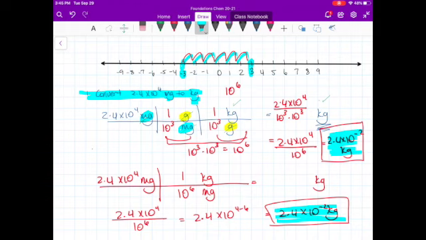So this one, we only did one step. We went directly from milligrams to kilograms. The difficult part was just coming up with that number, but if you think of a number line, you're not going to have trouble with it. So let's try another one.